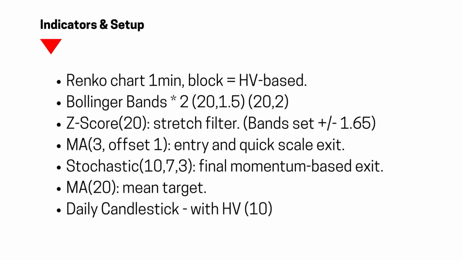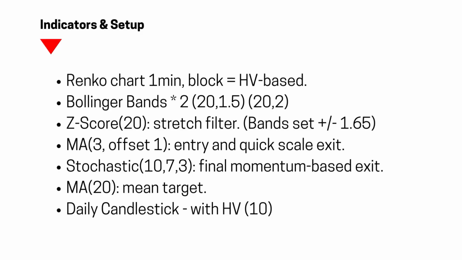That's our mean target line in the middle of the Renko chart, and that right hand side was a daily candlestick chart that we hid, so we didn't actually need to see it, but we added on the HV, historical volatility indicator, set to 10 to give us our reading for the daily volatility that goes into the inputs for the block size.